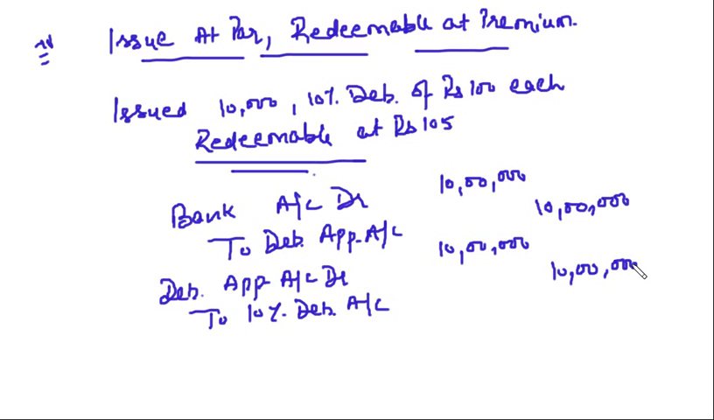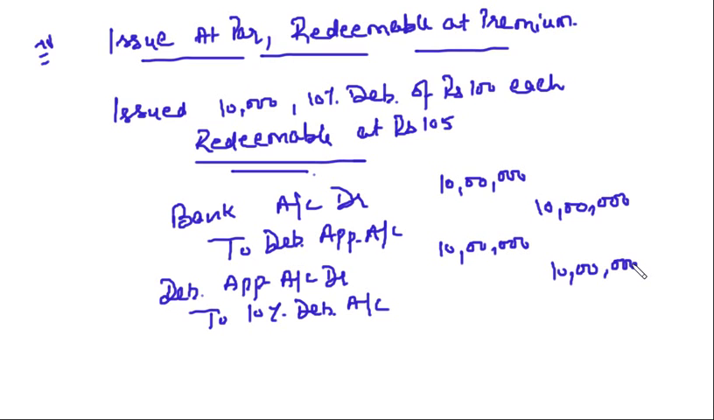Right? Now what you are doing is you are taking 100 rupees and you have pre-decided the terms that you will redeem at 105 rupees. You are taking from people 100 rupees and you are going to give them 105 rupees. Isn't it a loss at the time of redemption? Yes. You are taking 100, you are giving 105. This 5 rupees is your loss at the time of redemption of debentures.